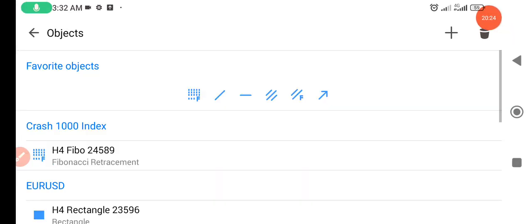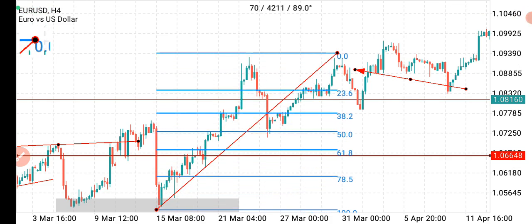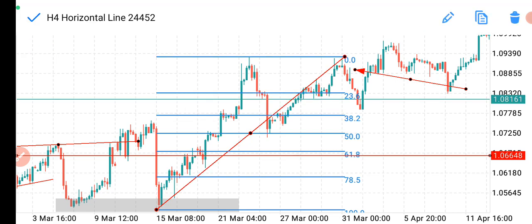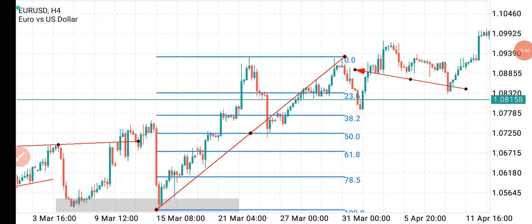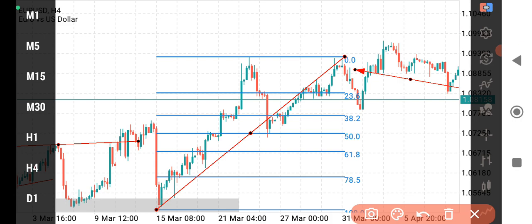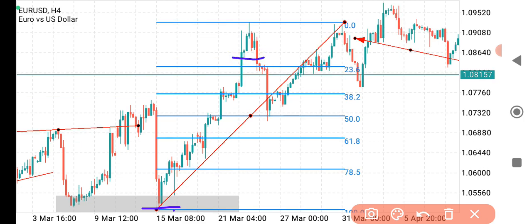Okay, so you will fib from here to here. That is, you are using your Fibonacci tool to consider from the previous low to the recent high. Recent low to the recent high. You will draw your Fibonacci level.